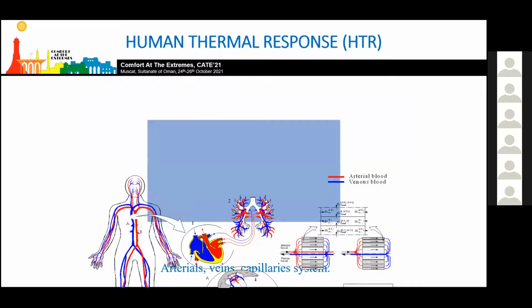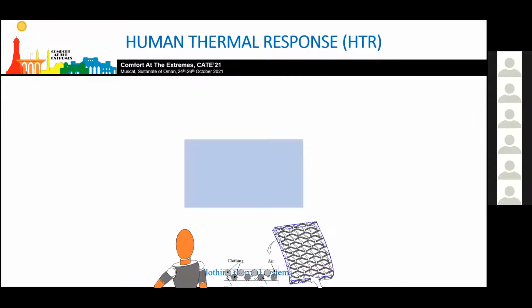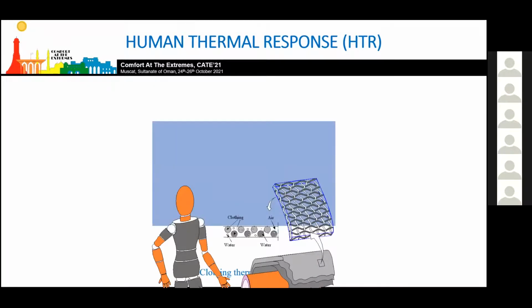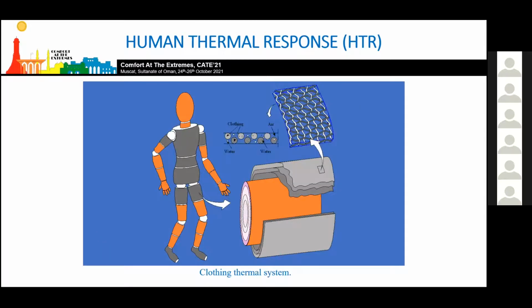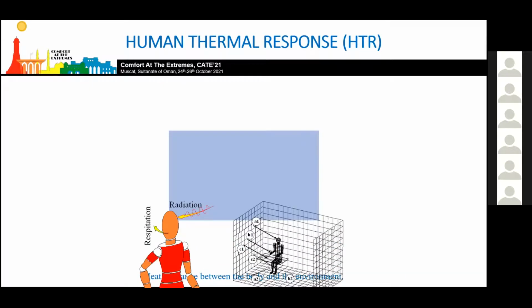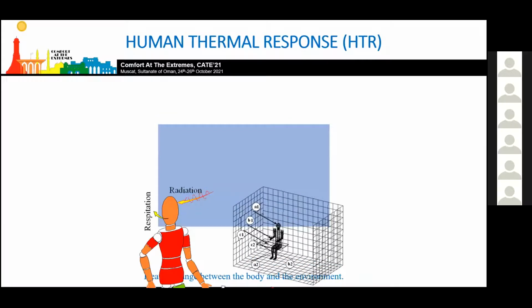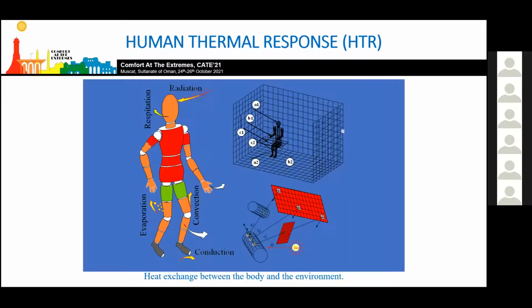And this picture shows the clothing thermal system. All human body sections are protected by different slices. Each slice is composed of the outer clothing, hair, and other components. The more important part is the heat exchange between the human body and the surrounding environment. The numerical simulation considers respiration, evaporation, conduction, convection, and radiation.